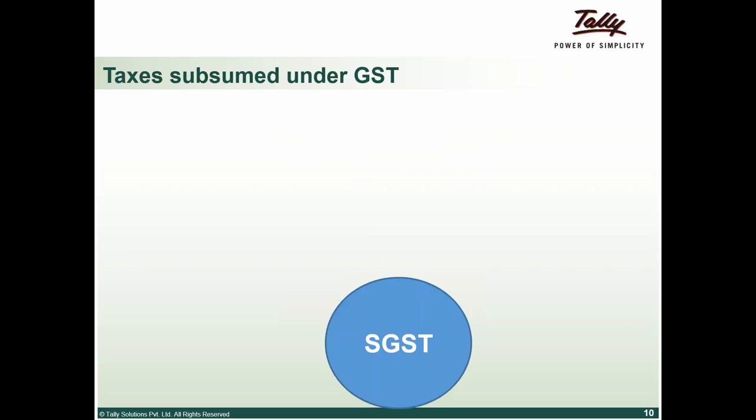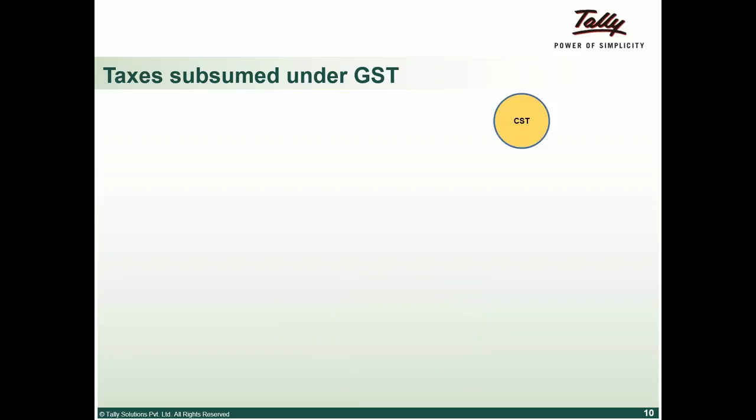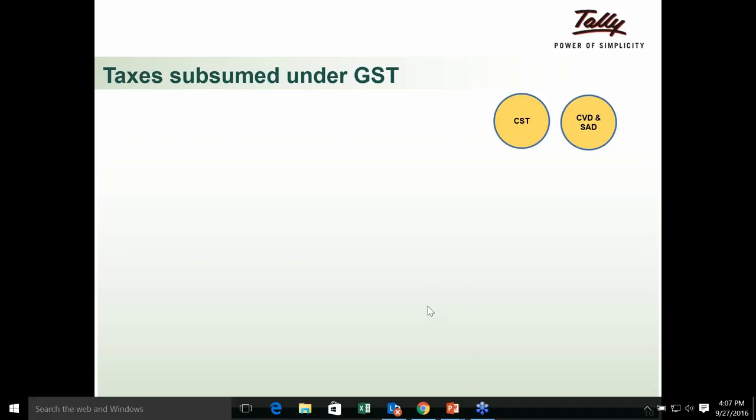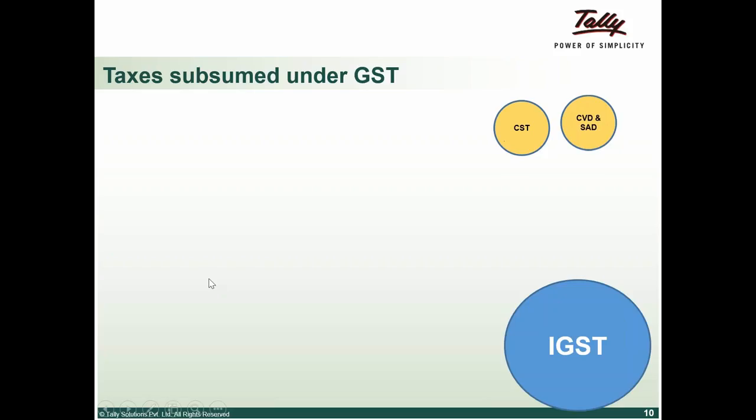So what is left now? The CST part, which is not covered. Where is that going to get subsumed, and what is going to happen to the CST and the other taxes? First you have CST, then you have CVD, countervailing duty, and SAD, which is special additional duty, I'm not sure about the full form. The CVD and the SAD part will now get subsumed under IGST. So what is IGST? I stands for Integrated. It is not interstate. It is Integrated Goods and Services Tax.